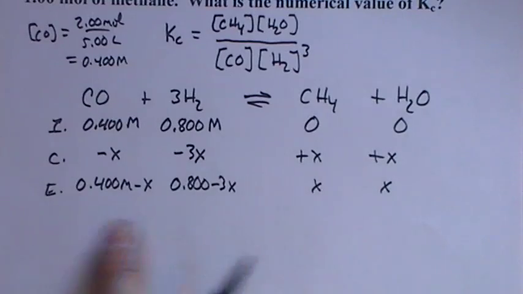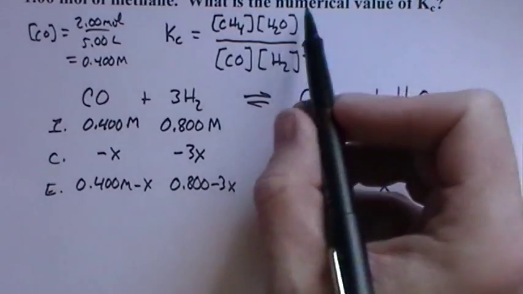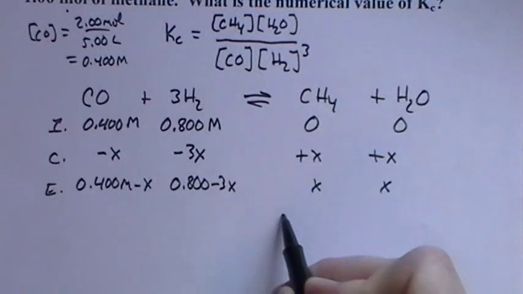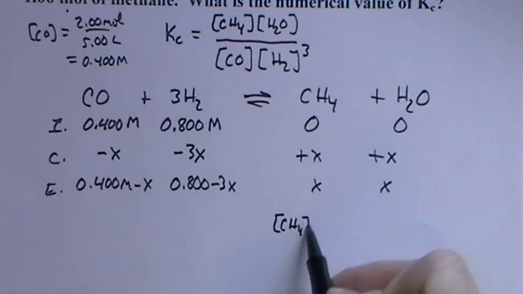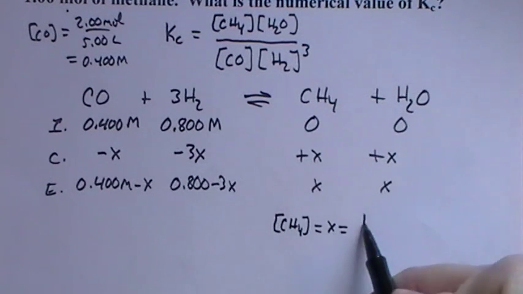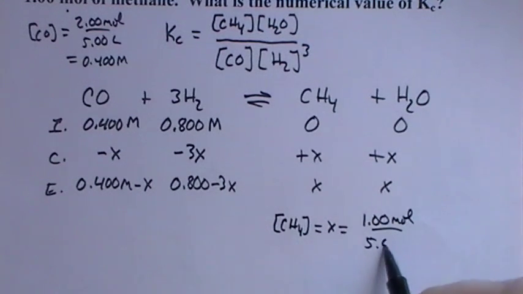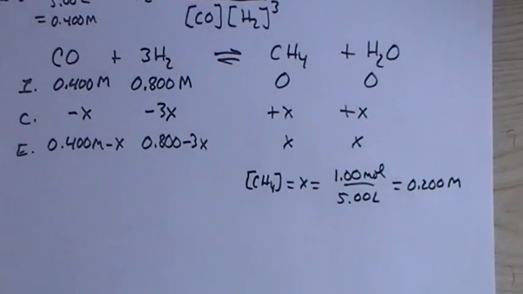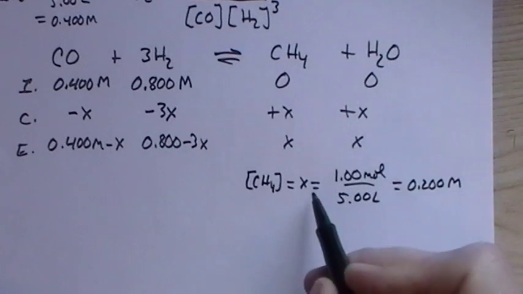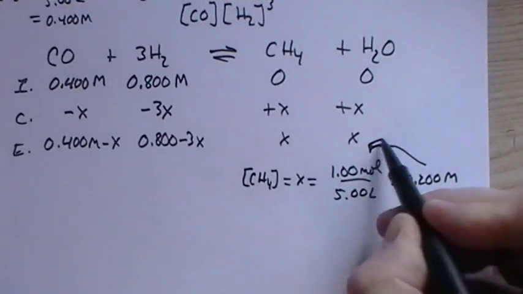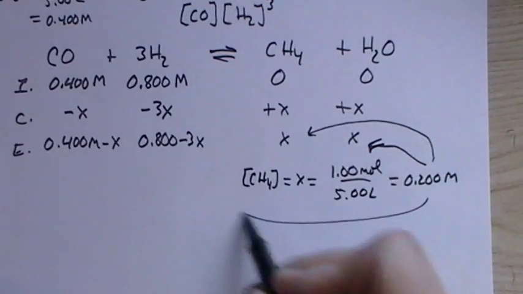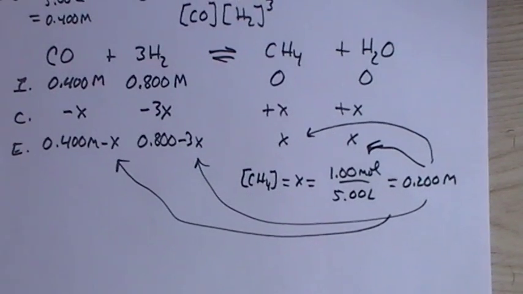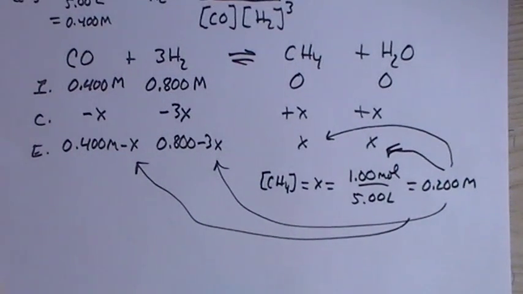So this is our equilibrium concentrations, and they say that at equilibrium, this reaction vessel contains 1 mole of methane. So our concentration of methane, which is x, is going to be equal to 1 mole over 5 liters, and so that's going to be 0.2 molar. Okay, so that's our x. Now that value has to go in here, here, here, and here to determine the final concentrations of all of the species. So once you find x, you're not done.